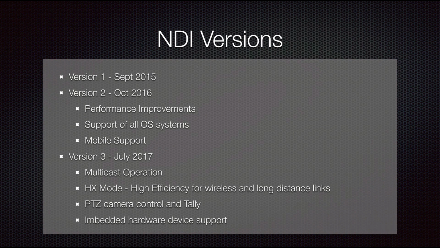It also has something called HX mode, which is high efficiency mode, and this was again just introduced. And this allows really to run the system over wireless, which is what we're going to be talking about, and also for longer distances and international as well. It added PTZ camera control and tally lights. And it also, and this was the other major thing that happened in version 3, had the ability to embed it into hardware. So that's where the camera companies are really getting behind this, and you're seeing a lot of development in that.